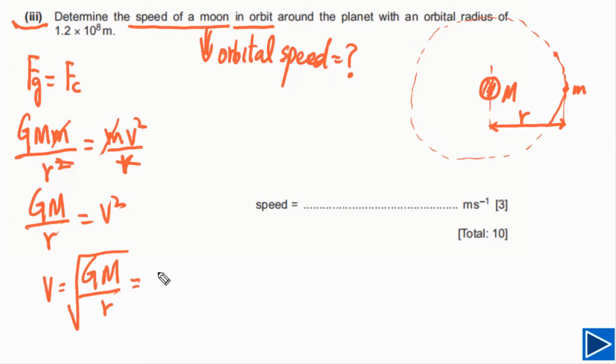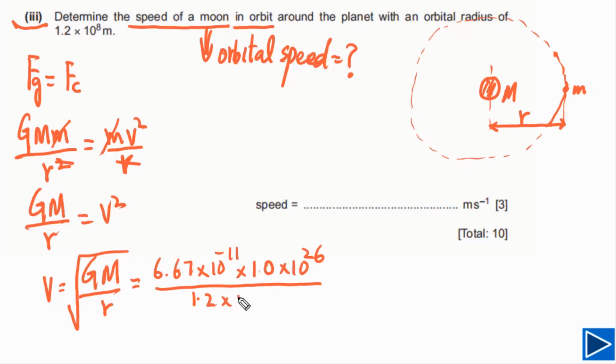G is a constant, and the value of G is 6.67 times 10 to the negative 11. And the mass of the planet we have just found in the second part, that was equal to 1.0 times 10 to the 26 kg. And we need to divide this one by the orbital radius. The orbital radius is 1.2 times 10 to the 8 meters. And we need to take the root of this. If you take the root of this, we will get our final answer.